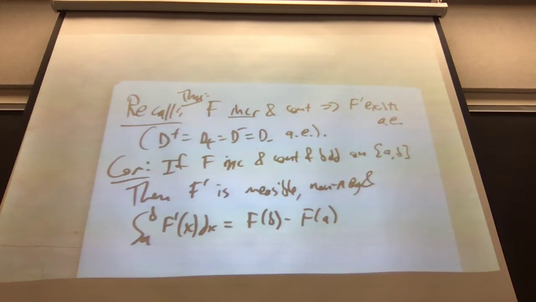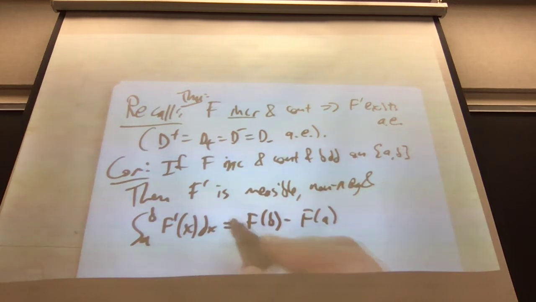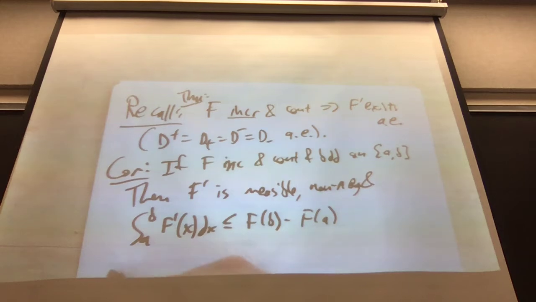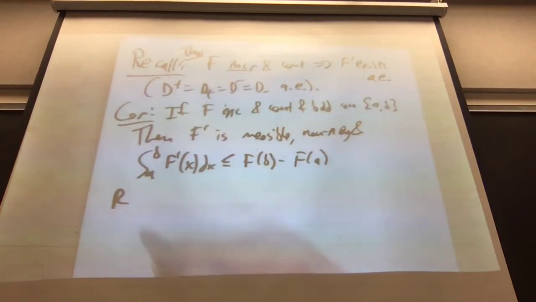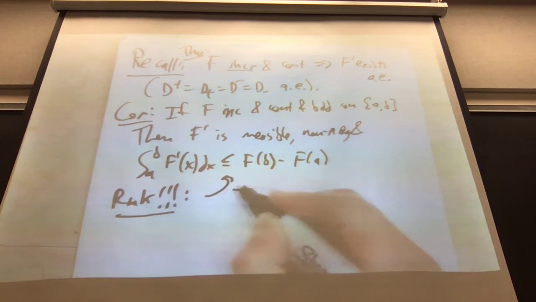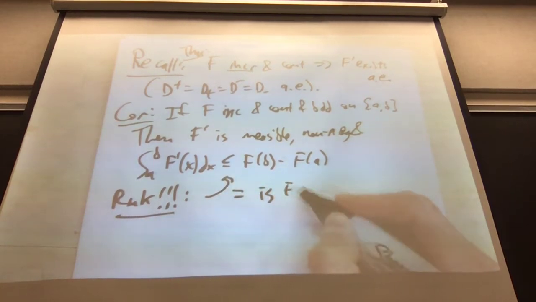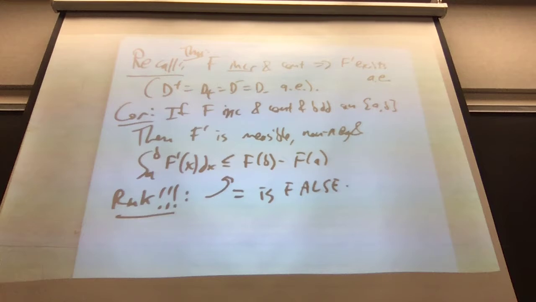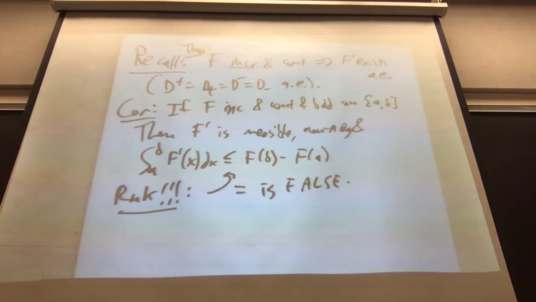There was one where it was less than, right? This is wrong. Yeah, it's less than. This is not true. It's less than. Okay? So this is true. This is what we're going to prove. Remark. The equality is false. Why? Cantor-Lebesgue. Okay?